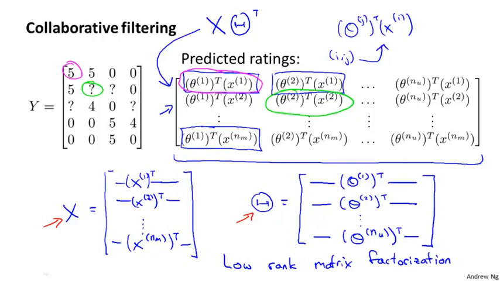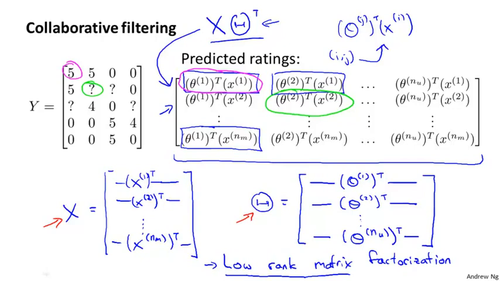And this term comes from the property that this matrix X times theta transpose has a mathematical property in linear algebra called a low rank matrix. That's what gives rise to this name, low rank matrix factorization, for this algorithm. In case you don't know what a low rank matrix is, don't worry about it. You really don't need to know that in order to use this algorithm. But if you're an expert in linear algebra, that's what gives this algorithm this other name of low rank matrix factorization.